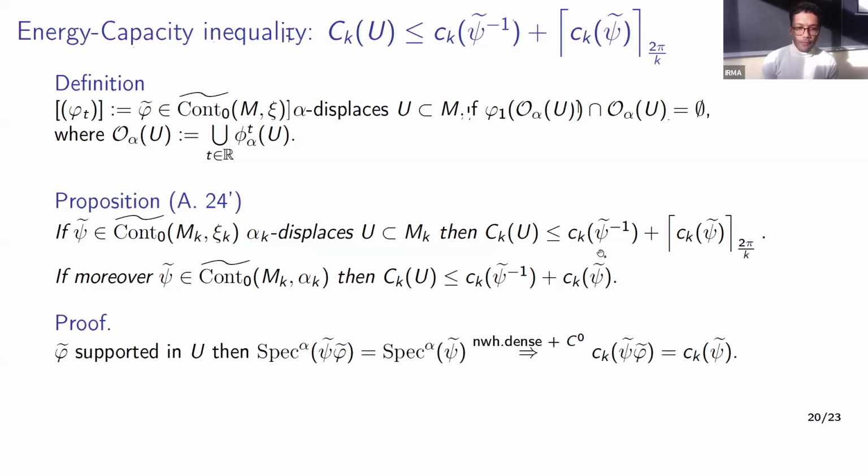And the proof looks similar to what happens in symplectic geometry. You want to show that the capacity is less than the energy. So you start with any element which is supported in U. Since it is supported in U and psi tilde displaces U, psi tilde displaces the support of phi tilde. And from this, you deduce that the spectrum of psi composed with phi is just equal to the spectrum of psi.